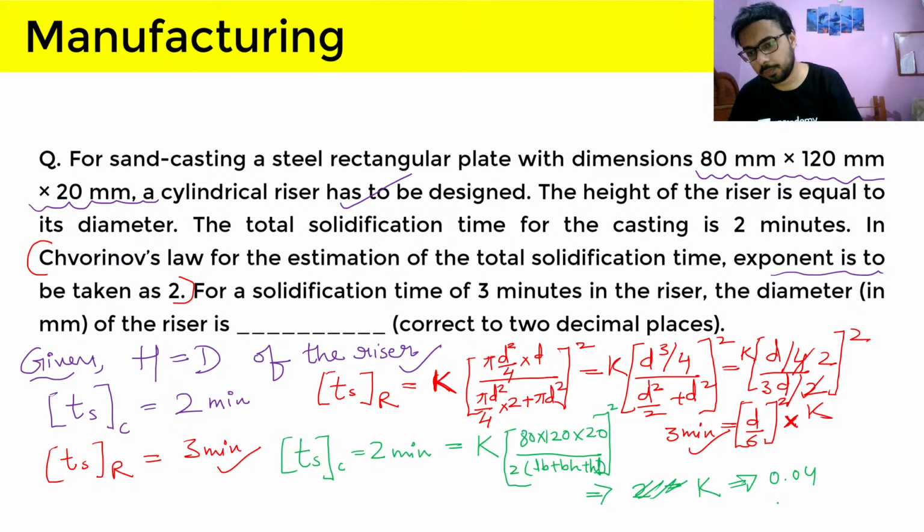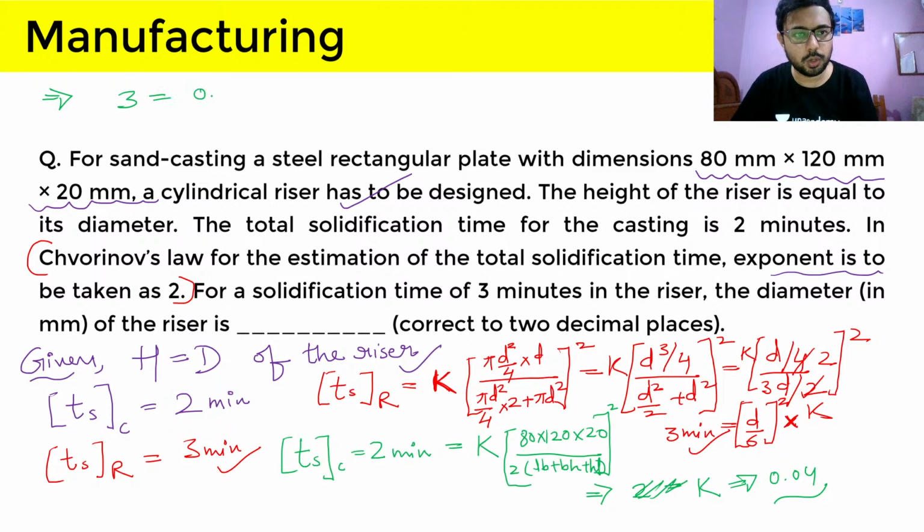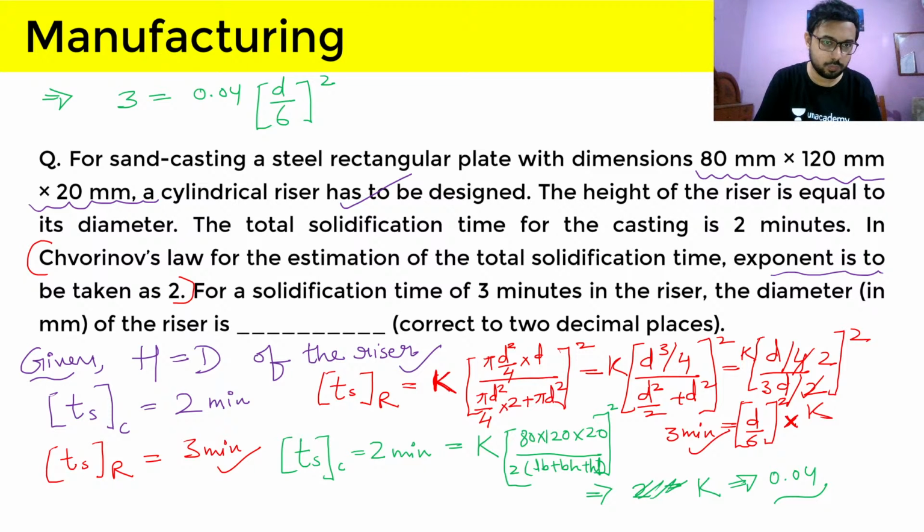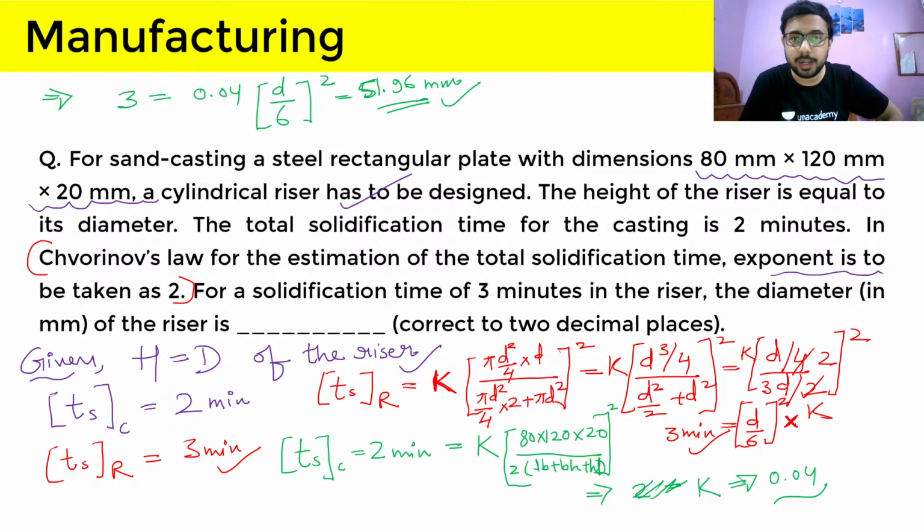Now I will be calculating the value of diameter at the top, so 3 minutes is equal to 0.04 times (d by 6) square. So the value is coming out as 51.96 mm. So this is the value that is coming out, and you can just have your answer. In the official GATE key, the answer is given as 42 to 52. So we are just under that, 51.96.